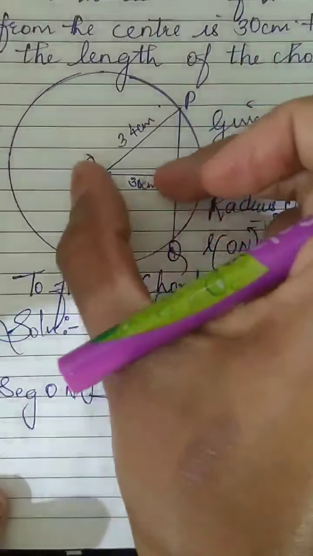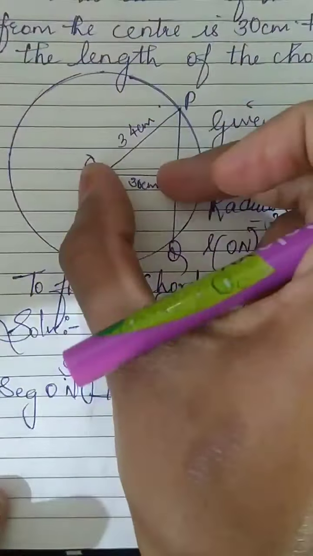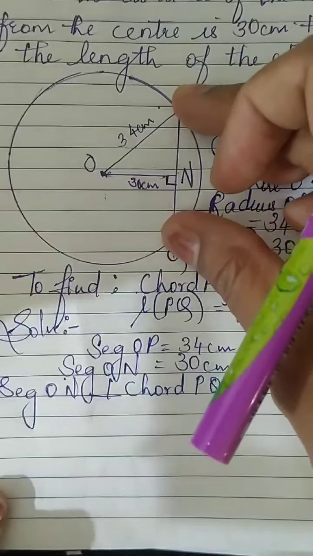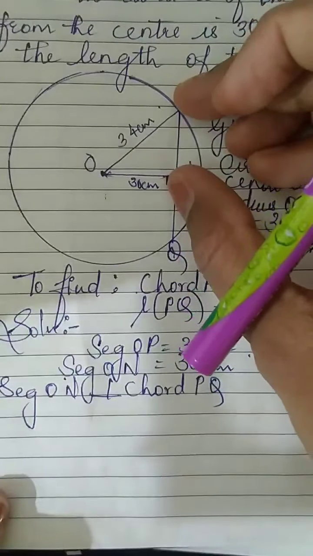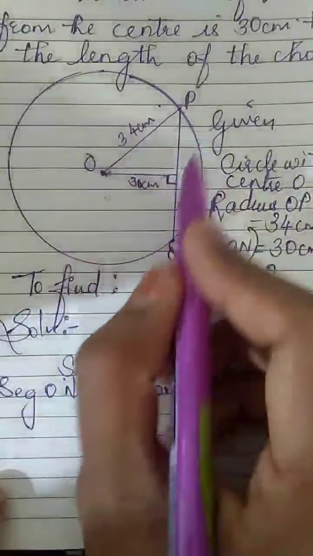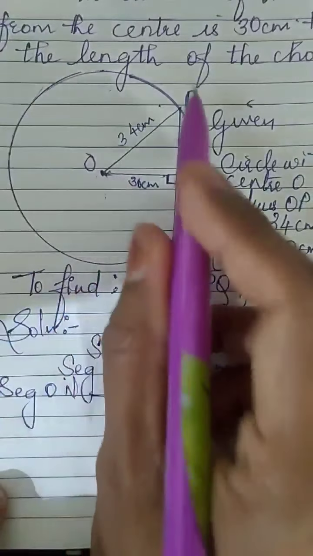अभी क्या करेगा ये perpendicular? It will divide the chord into two equal parts. Okay, but we don't know the length of the chord now. Fine. So let us find out NP. Fine. For that we will take the right angle triangle ONP.